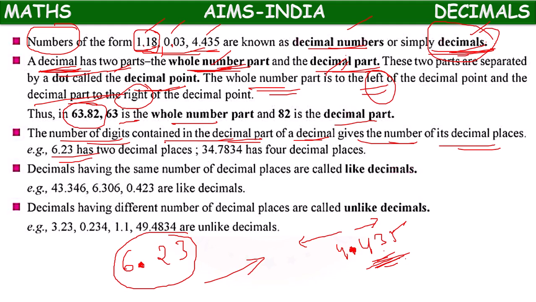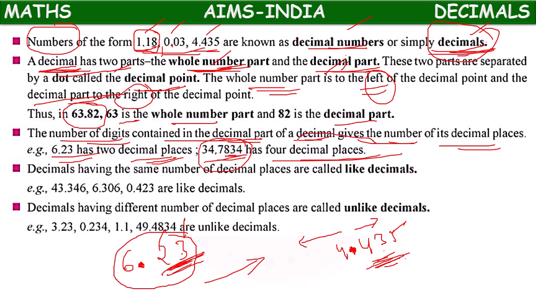Means in the decimal part, how many places are there, that many decimal places will be there. In the decimal part, we have two digits. So 6.23 will be having two decimal places. Suppose if you have 38.7834, in the decimal part we have four digits. So it is having four decimal places.